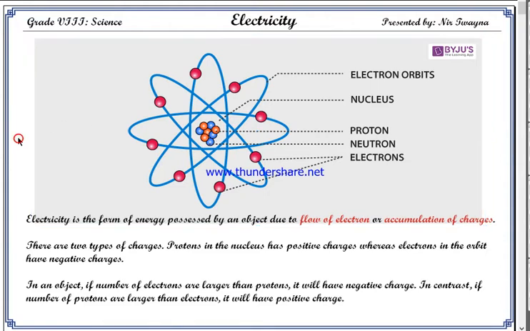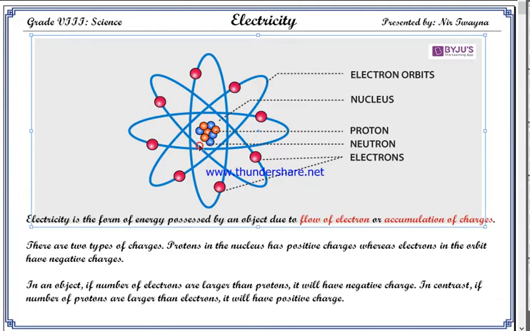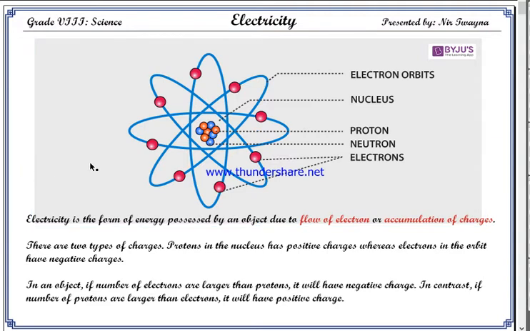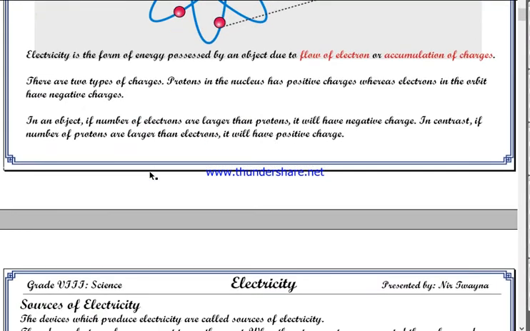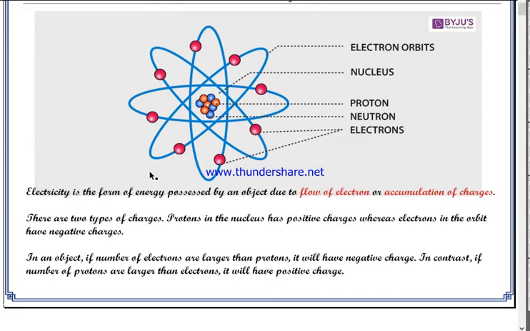In contrast, the object which receives the electrons will have a larger number of electrons than protons. In such a case, this object will have negative charge. Understood?